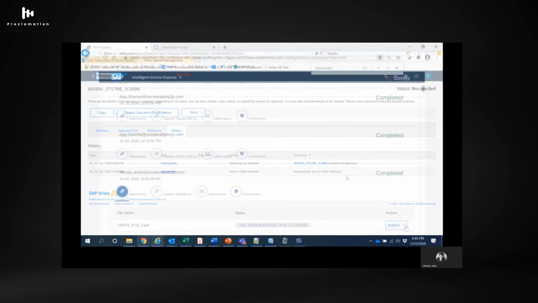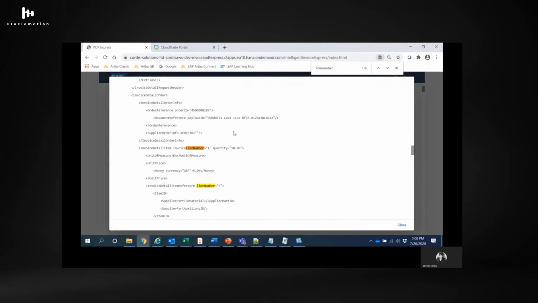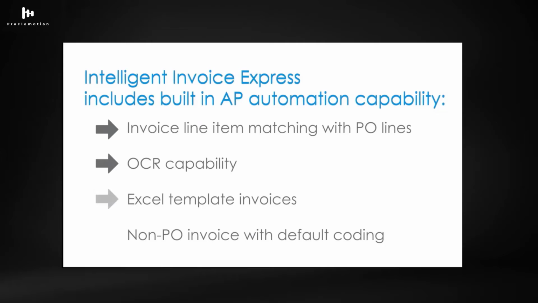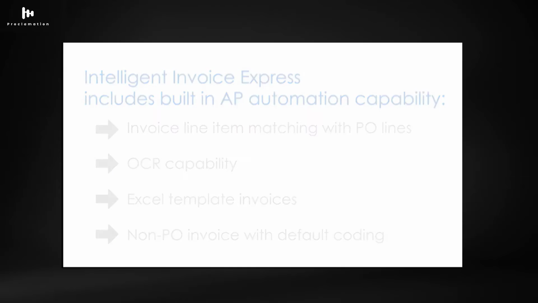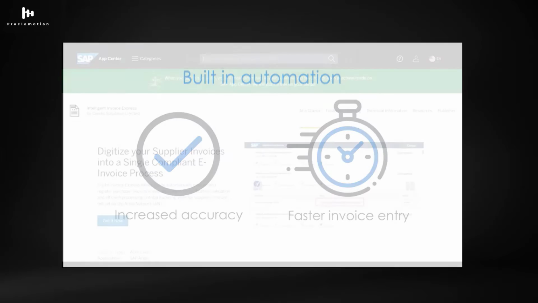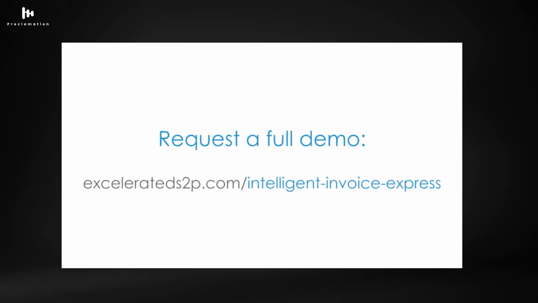To allow greater visibility to invoice status, including payment information, the invoice will automatically be carbon copied to the Ariba network. The Intelligent Invoice Express app includes built-in AP automation capabilities such as invoice line item matching with PO lines, OCR capability, Excel template invoices, and non-PO invoice with default coding for additional automation. Built-in automation means more accurate and faster entry of invoices. The app is available directly from the SAP App Center, which also provides pricing and technical information. Alternatively, you can request your own demo by contacting ExceleratedS2P.